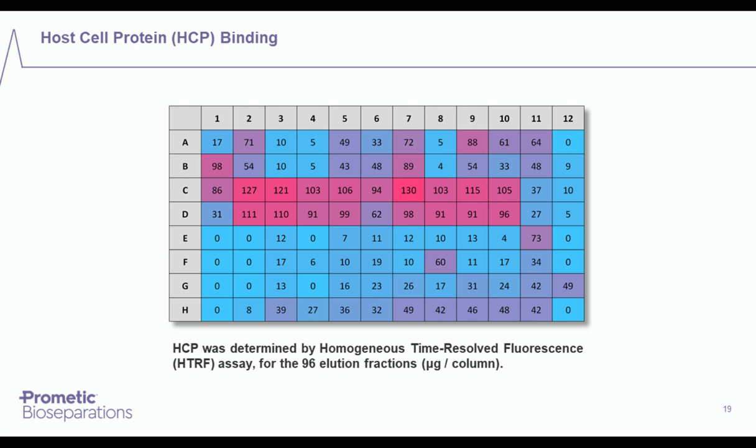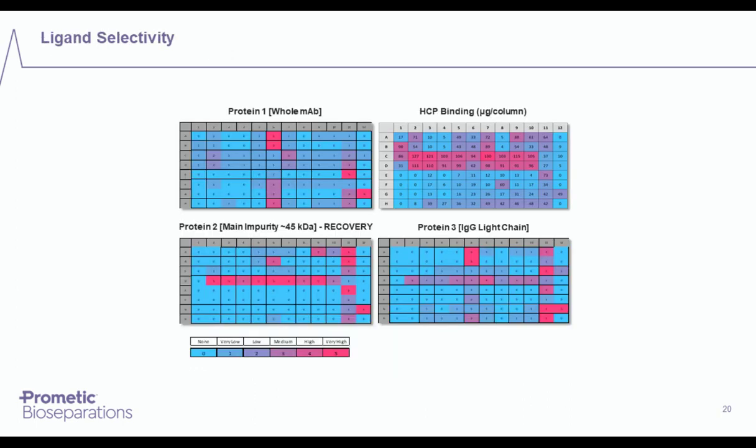Analysis of elution fractions for host cell protein, or HCP, using time-resolved fluorescence assay, or HTRF, reveals several ligands binding significant quantities of CHO host cell proteins, particularly the ligands in rows C and D, confirming the SDS-PAGE findings. Comparison of the results for the elution fractions using different detection assays reveals 3 ligands exhibiting low antibody binding but very high binding of host cell protein, as highlighted with the yellow boxes.